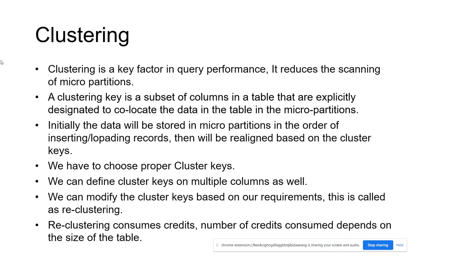Okay, clustering is a key factor in query performance. It reduces the scanning of micro partitions, as I explained already. A clustering key is a subset of columns in a table that are explicitly designed to co-locate the data of the table in the micro partitions. Okay, this is important. A cluster key is not always a single key. We can have more than one cluster key as well. That means we can apply clustering on two or three columns also. We'll see that in practical, and explain how it helps. Also, if you see the second line, that are explicitly designed to co-locate the data of the table in the micro partitions.